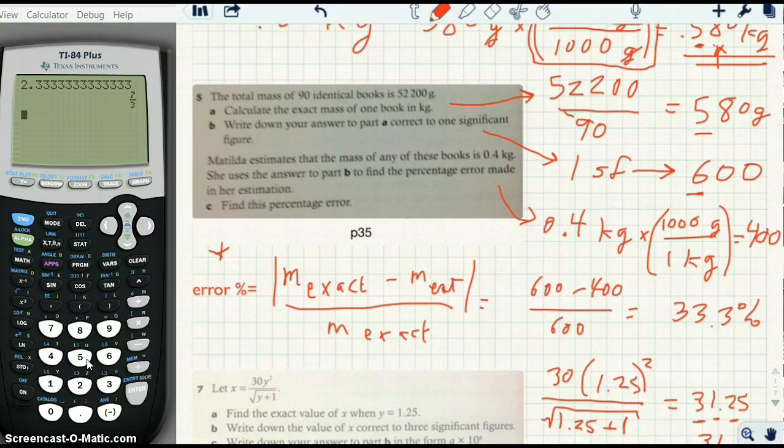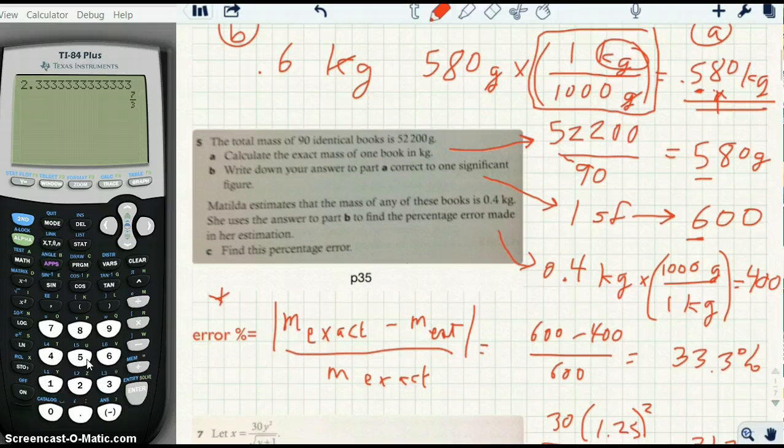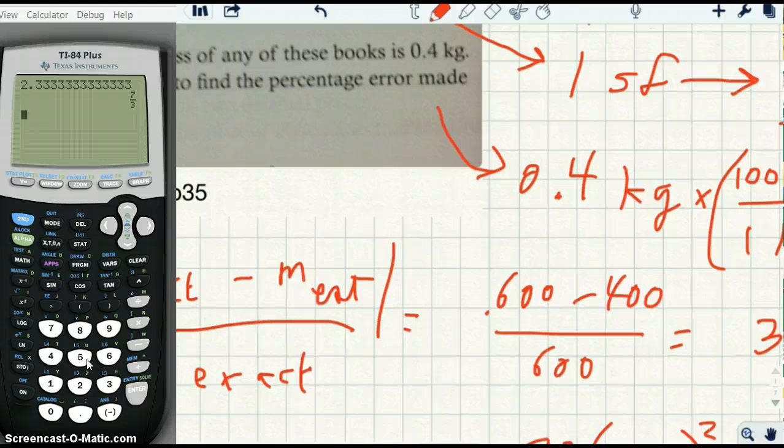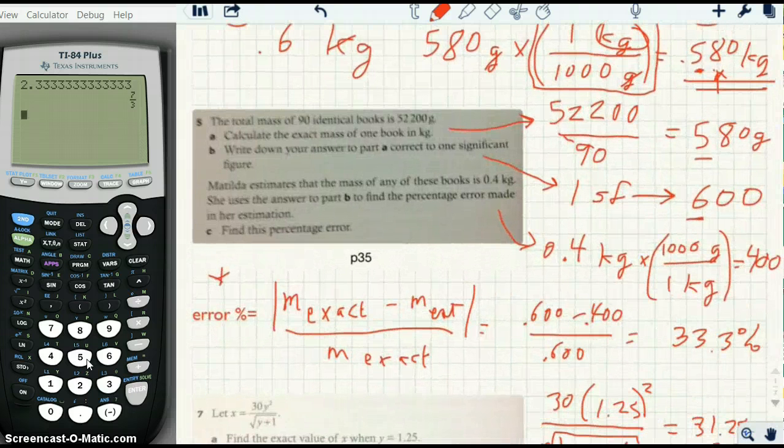So we are going to put the exact measurement, which we know is, and here once again, you can use kilograms or grams. Let's say I used grams here, but let's use kilograms because that's what Matilda said. She said 0.4 kilograms. So I'm going to change everything to 0.6, 0.4, 0.6, and in the end, it's not going to make any difference. You will see. Okay, so I changed everything to 0.6 minus 0.4 divided by 0.6.